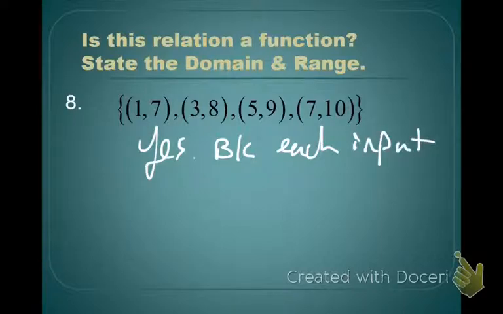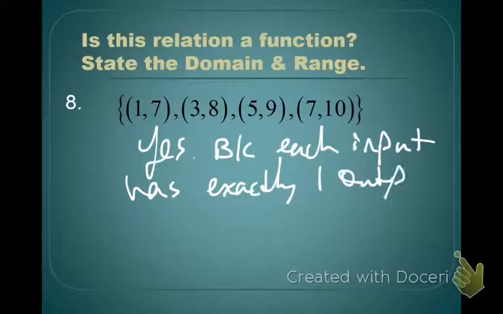Each input has exactly one output. Okay? Domain, Presley? 1, 3. Sorry, I dropped off there. 1, 3, and 2. I don't see a 2. Oh, what happened? I wrote the wrong number. Okay, it happens. 1, 3, 5, and good.